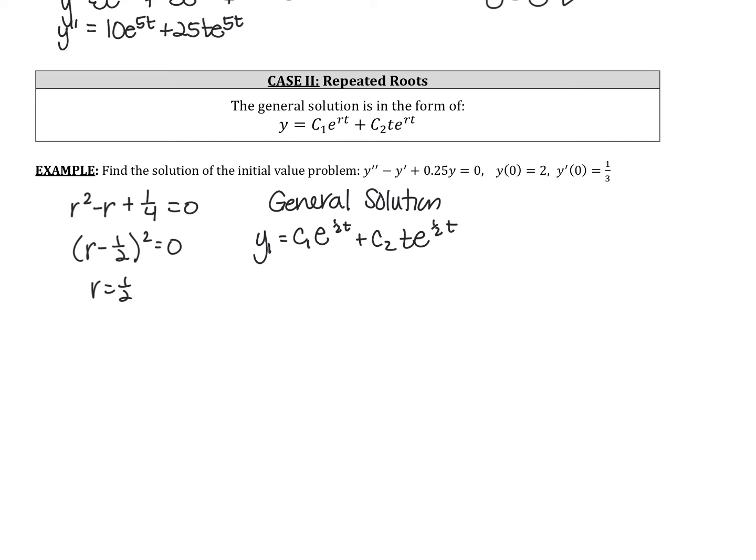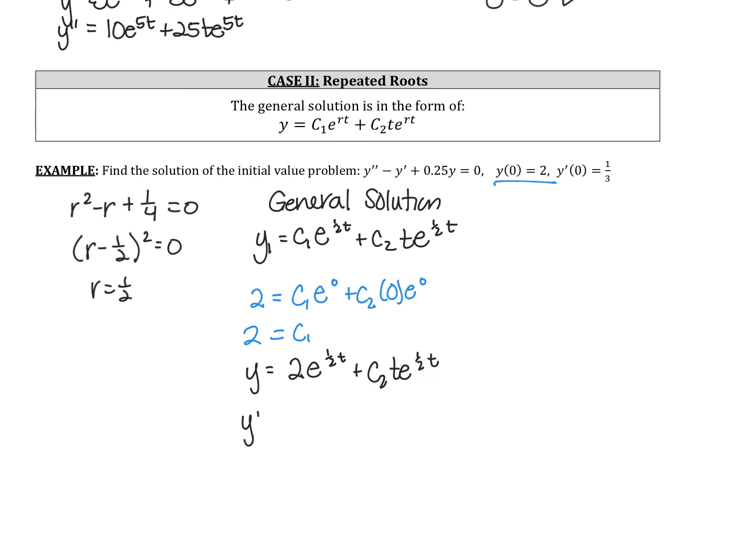Now let's use our initial conditions. So let's start with the easy one because we don't have to take any derivatives. So 2 equals C1 e to the 0 plus C2 times 0 times e to the 0, which means C1 equals 2. And I'm actually going to use that before I take my derivative. So my general solution is 2e to the 1/2 t plus C2 te to the 1/2 t. Now let's take our derivative.